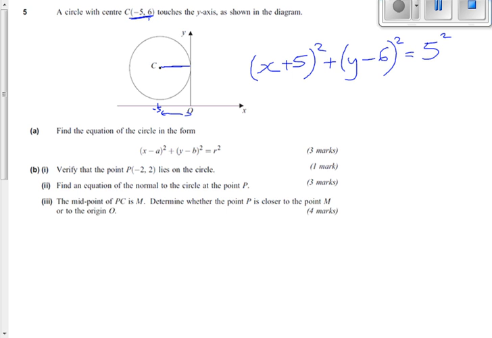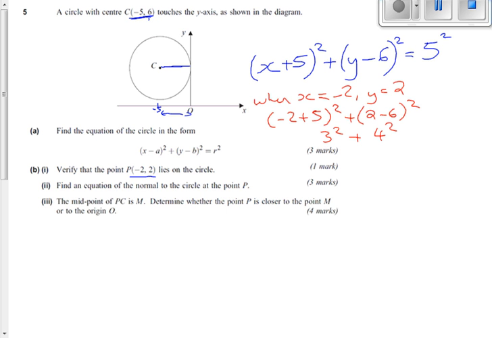Now, verify that this point lies on the circle. So when x is minus 2 and y is 2, what do we get? We get minus 2 plus 5 squared, and 2 take away 6 squared. That's 3 squared and 4 squared, which is 25 as required.